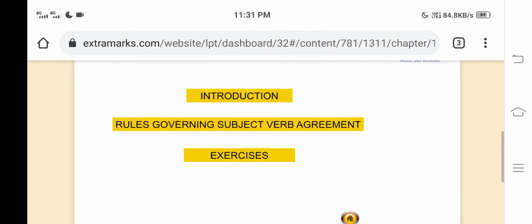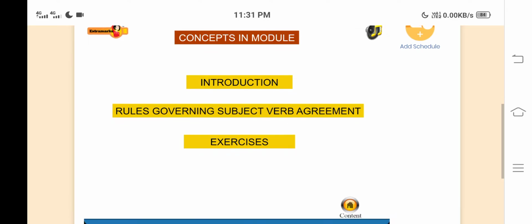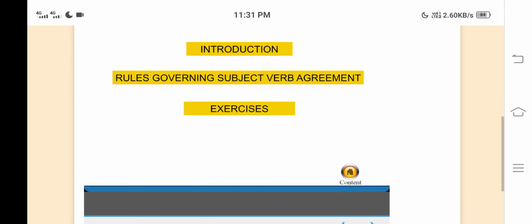Concepts in module. Introduction. Rules governing subject-verb agreement. Exercises.